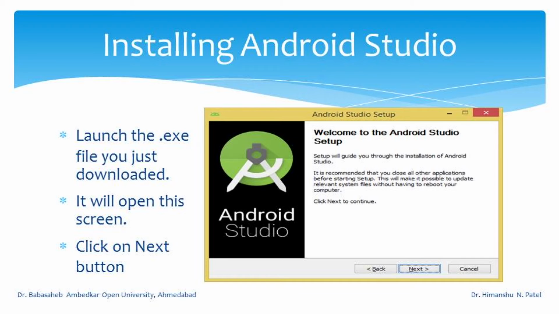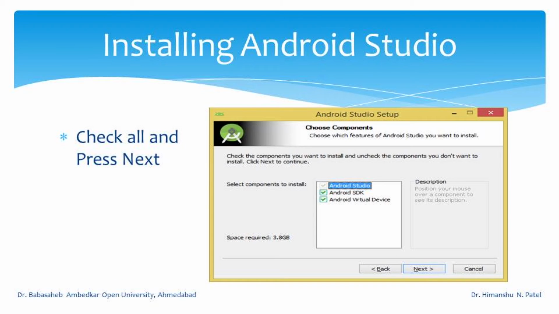Here you have one option called the next button. When you press the next button, it will start installing Android Studio. You have to check all check boxes. It also shows how much space is required for installation when you select all these options, and then you have to press the next button to proceed further.